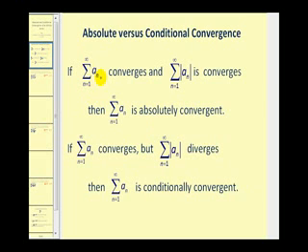If a given series converges and the absolute value of the given series converges, then the given series is absolutely convergent. However, if the given series converges but the absolute value of the given series diverges, then the series is conditionally convergent. So to determine absolute versus conditional convergence, we're going to take a look at the given series as well as the absolute value of the given series. Let's go ahead and give it a try.